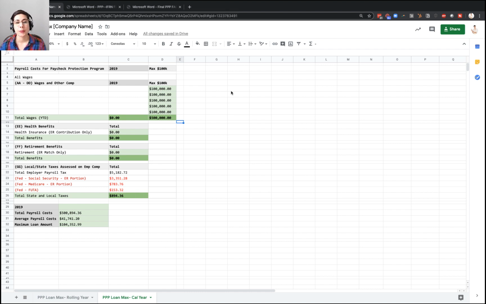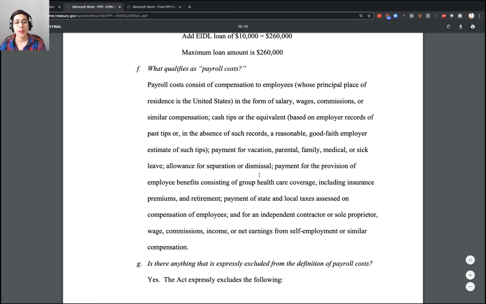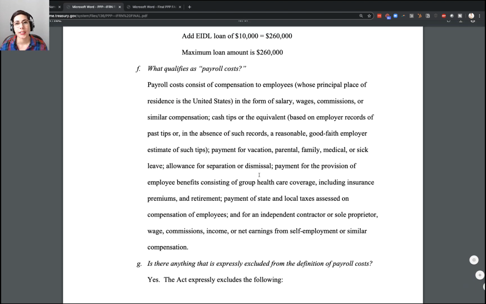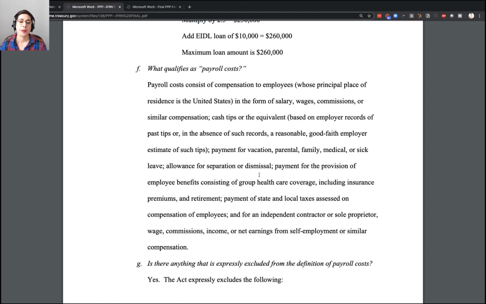I'd like to give you a few updates regarding the Paycheck Protection Program. As of last Friday, the Department of Treasury has released an update regarding how you would calculate the payroll costs related to your maximum loan amount. In previous videos, I had mentioned that you would be able to include independent contractors in your calculation. However, last Friday they provided an update which tells us that no, you are not allowed to include that cost. I'm going to walk through where I'm finding this.